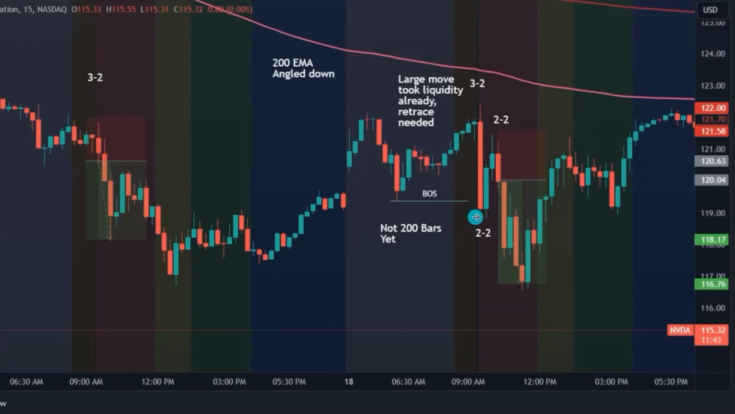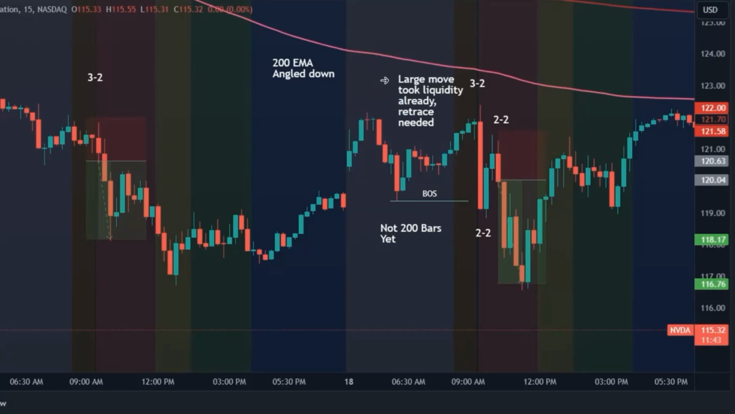If you were looking for a trade to the upside, where this is a 2 right here to the downside, and this is a 2 up, that trade did not work out because we are still below the 200 that is angled down, and we have not hit 200 candlesticks yet. So we're not looking for bullish trades. We're looking for bearish trades.